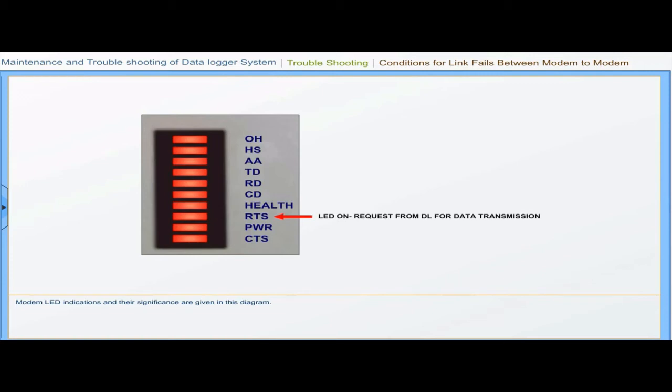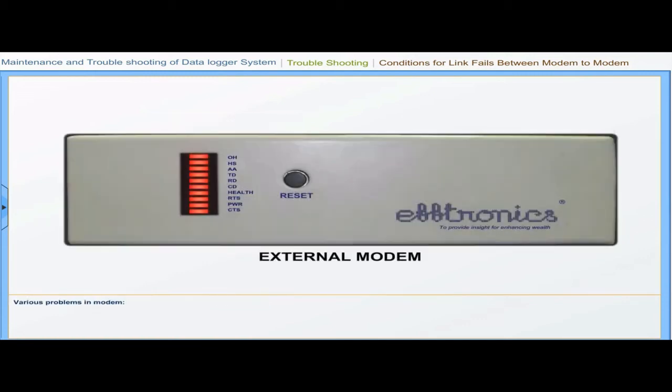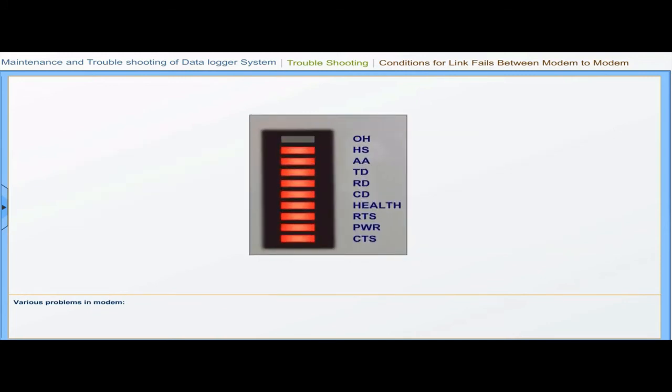RTS LED on, request from data logger for data transmission. CTS LED on, modem ready to transmit. Various problems in modem. In this, the OH LED is in off condition, which indicates that the modem is in hang condition, thus it should be made reset.